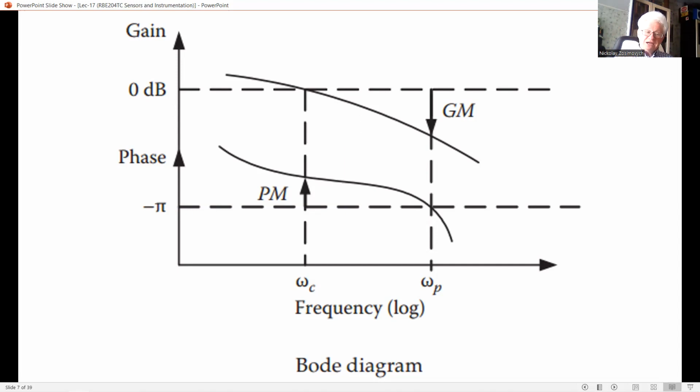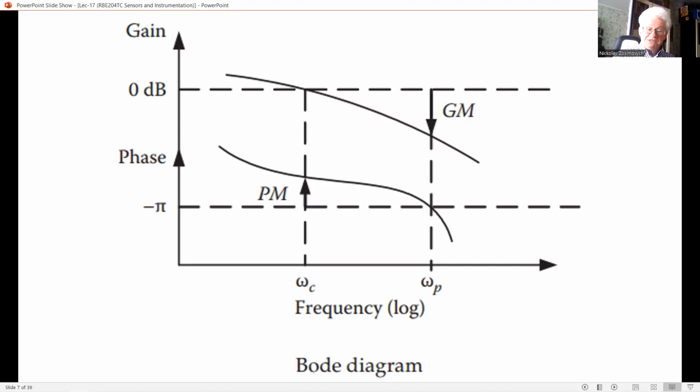This is termed gain margin, as you can see from this slide. And similarly, at the frequency omega where the loop gain equals 1, the amount of margin of phase lag that can be added to the system, so as to make the loop phase lag equal to pi, is a measure of stability. This amount is termed phase margin.